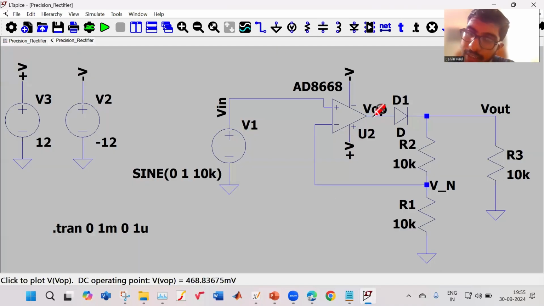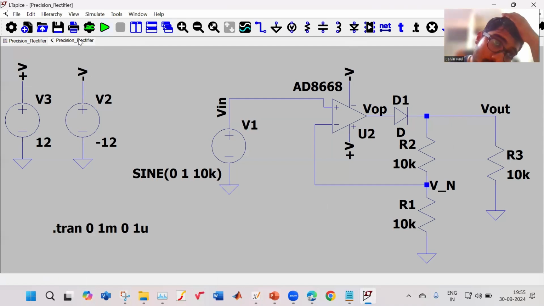That is, the voltage over here becomes minus 12. And so your diode becomes reverse biased. It will not conduct. So any other queries?